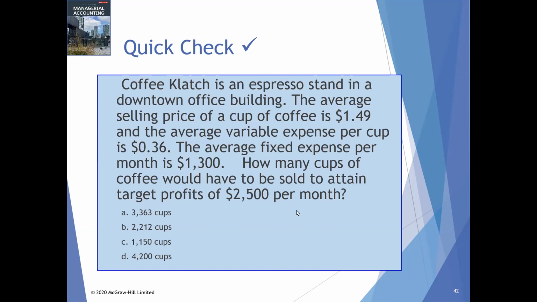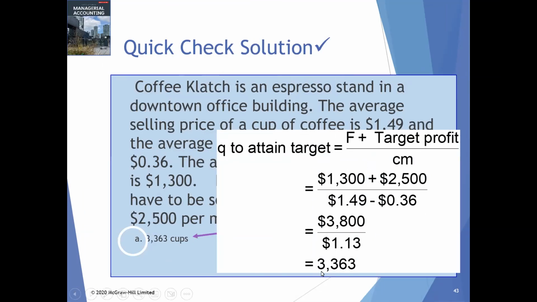Okay, so what is the right answer? How many cups of coffee would have to be sold to have the $2,500 target profit? This is known as target profit analysis. And look at this, we need to have 3,363 cups. So this is the right answer. The formula is in front of you: the fixed cost plus target profit divided by CM. CM is the contribution margin, the fixed cost is 1,300, plus 2,500, which is the target profit already given in the question. So the answer will be 3,363 units that should be produced to attain the required profit.